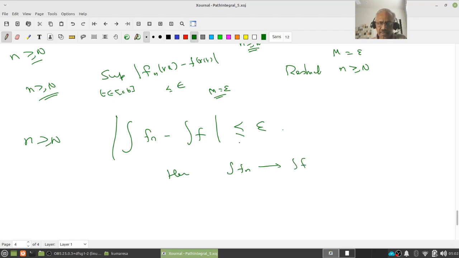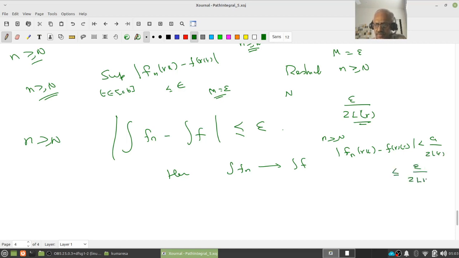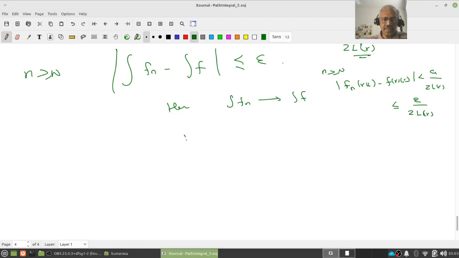If you want strictly less than epsilon, I could again take epsilon by 2 times the length of gamma. Choose N so that for n greater than or equal to capital N, mod fn of gamma t minus f of gamma t is less than epsilon by 2 times the length of gamma. Therefore, the supremum will be less than or equal to epsilon by 2 times the length of gamma, and so on. Okay, so pause, review, proceed.